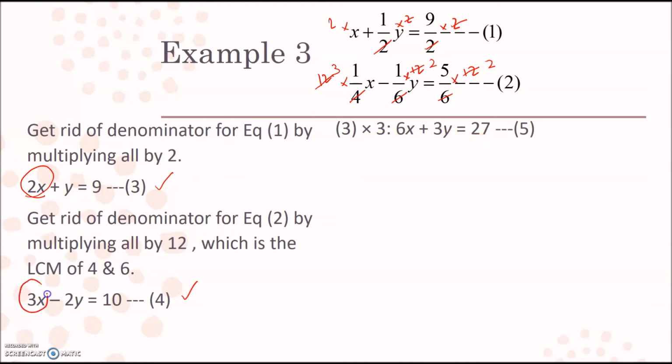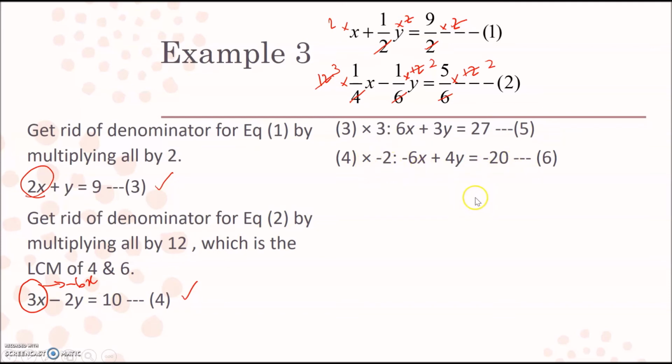For this one here, I'm going to try to make it into negative 6x. Alright, so I'm going to multiply by negative 2 instead. So 3x times negative 2 will give me negative 6x. Negative 2y times negative 2 will give me positive 4y. And then 10 times negative 2 will give me negative 20.